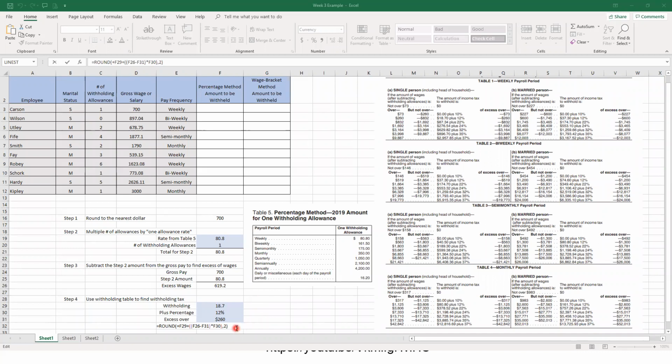I'm sure it's a little bit confusing at the moment, but we're going to go through it here in a second. So using the percentage method, the amount to be withheld is $61.80.